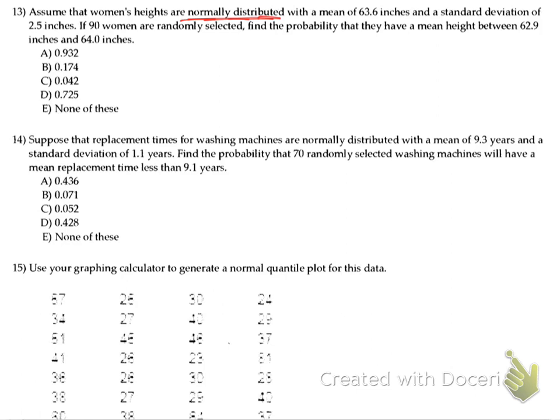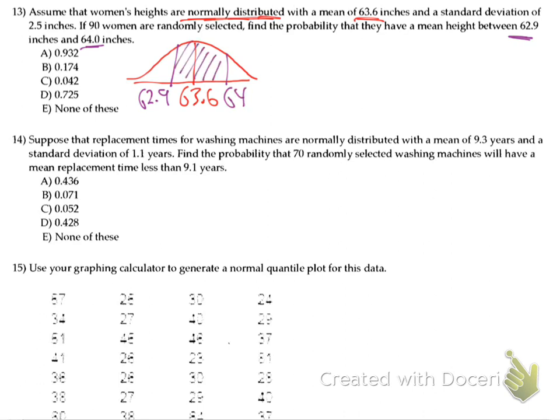Okay, so I'm going to draw a curve. And in the middle, what is the mean? There it is, 63.6. Standard deviation. 90 women, probably mean height between 62.9 and 64. That'd be like here, 62.9, and here, 64. They want me to go in between those, right? So we don't have any percentages anywhere, do we? So it's normal CDF, not inverse norm, right?